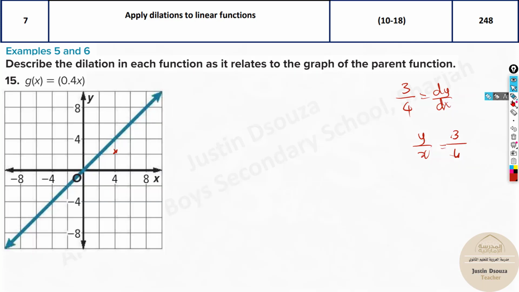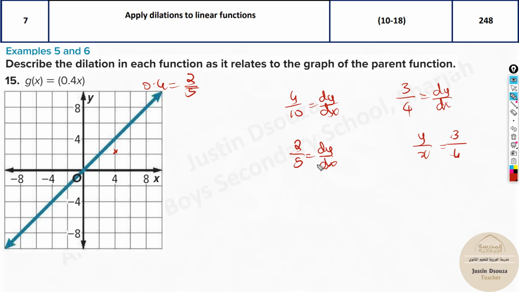0.4. What is 0.4? If you put this in the calculator, you will get 4 by 10. So dy dx, you can simplify this. You won't get 4 by 10 in the calculator. Sorry, you will get 2 by 5 in the calculator. 0.4 is 4 by 10 because you can just take the decimal to the other side. But if you put 0.4 in the calculator, you will get 2 by 5 automatically.